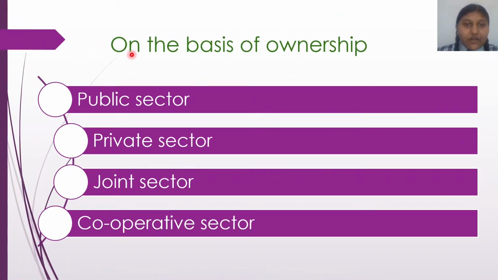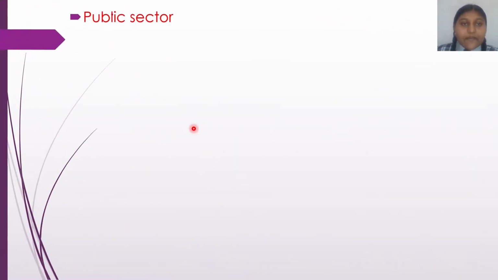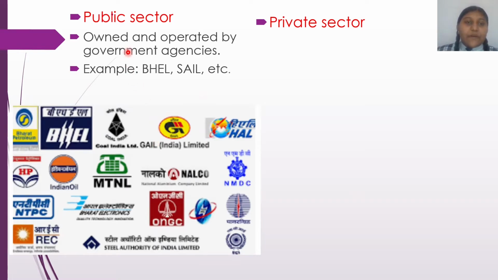On the basis of ownership, it is again classified into 4: public sector, private sector, joint sector, and cooperative sector. Public sector is owned and operated by government agencies. Example: BHEL, SAIL, and etc. So the public sectors are those which are owned and operated by the government.